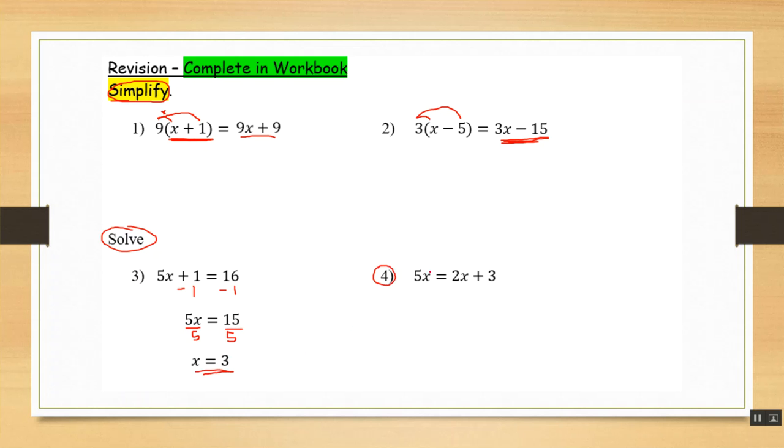Question 4, 5x equals 2x plus 3. So I like to think letters on the left, numbers on the right. Minus 2x from both sides, which gives us 5x minus 2x is 3x. And from this side, this part disappears, so we've just got plus 3, just 3. Then divide by the number in front of the x. So divide by 3, so x equals 1.